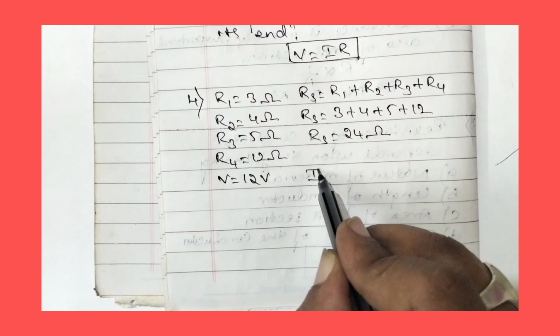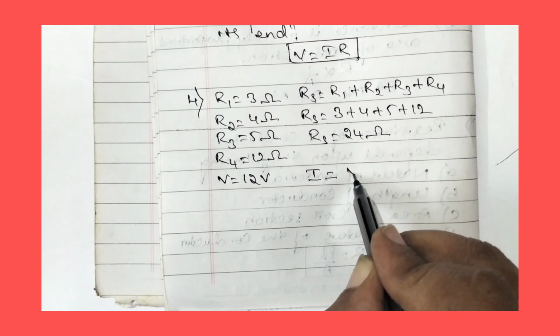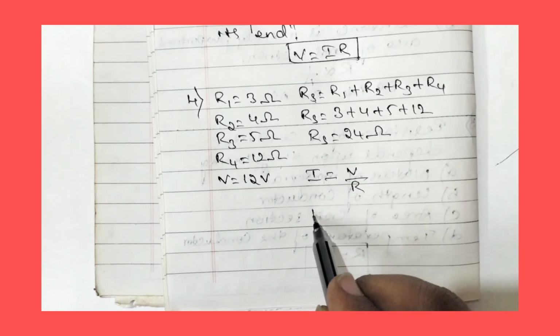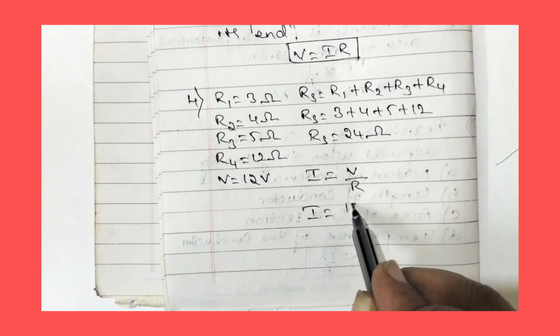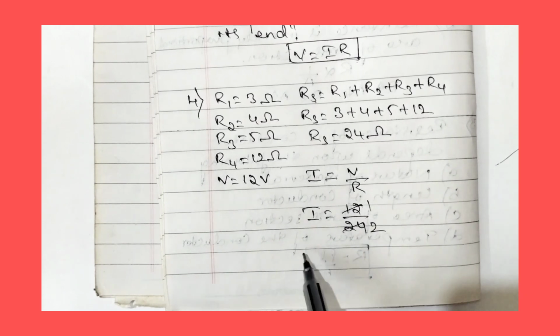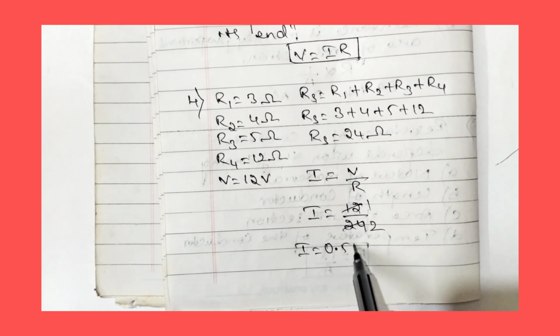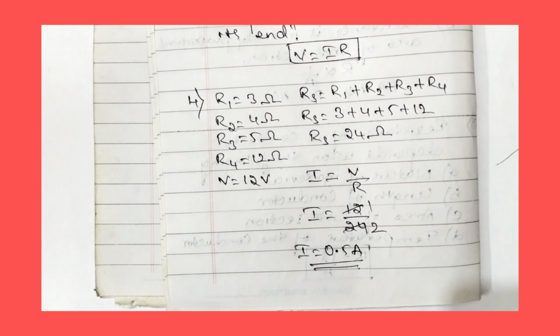Now let us calculate the current flowing through the 12 ohm resistor. I is equal to V by R according to Ohm's law. So I is equal to V, which is 12, and R, which is 24. So 12 ones are 12, twos are 24. So current is equal to 1 by 2, or it is equal to 0.5 ampere. So 0.5 ampere of current is flowing through the 12 ohm resistor.